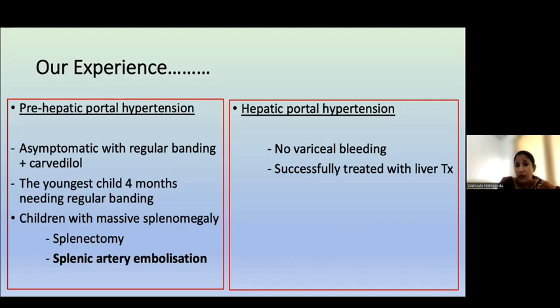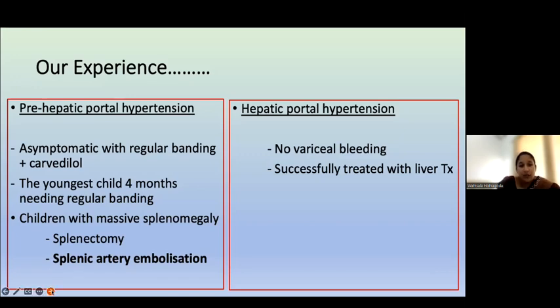When we talk about hepatic portal hypertension, of course, they are doing fine without variceal bleeding, and of course, with the successful liver transplant program we have at Tragama, led by Dr. Meranti, they are doing great without any problems.